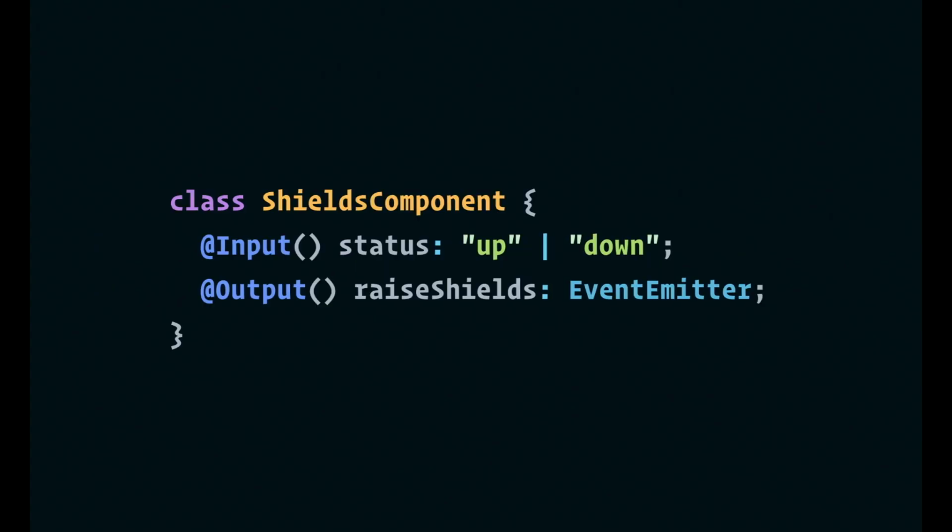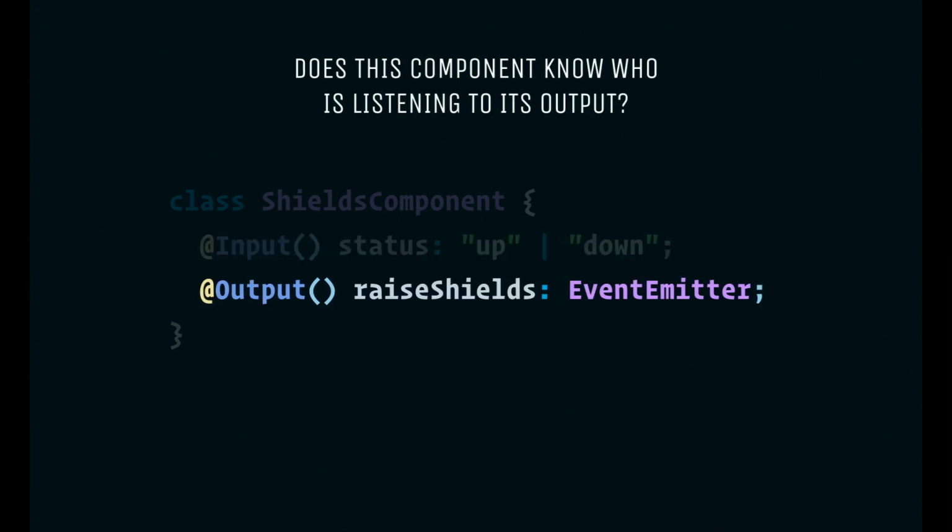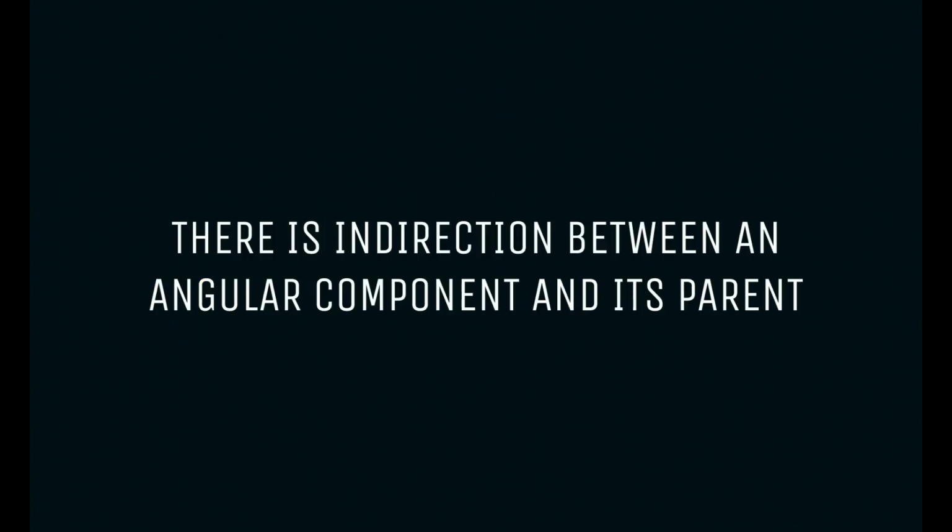So there's another example of indirection that you're probably already using on a daily basis, which is just component communication. This happens to be an Angular component. It could also apply to AngularJS, though. So think about a component that has inputs and outputs. We've got a shields component that's got an input of status and an output of raising the shields. If you think about it, this component has no idea who is binding to its input. And at the same time, it has no idea what is listening to its output. So this is actually indirection, and it's a type of indirection that you're using probably every day as you work in Angular.